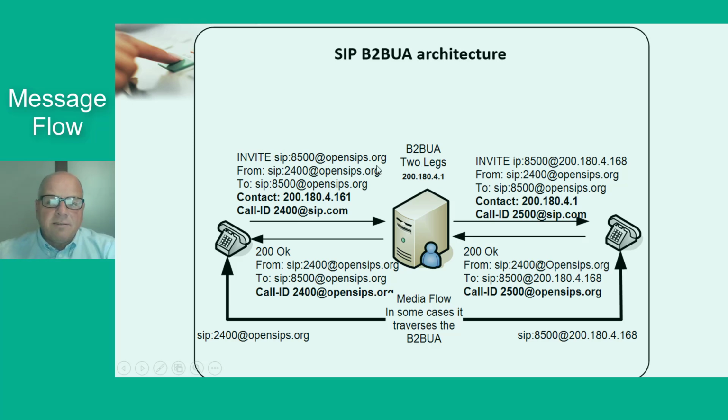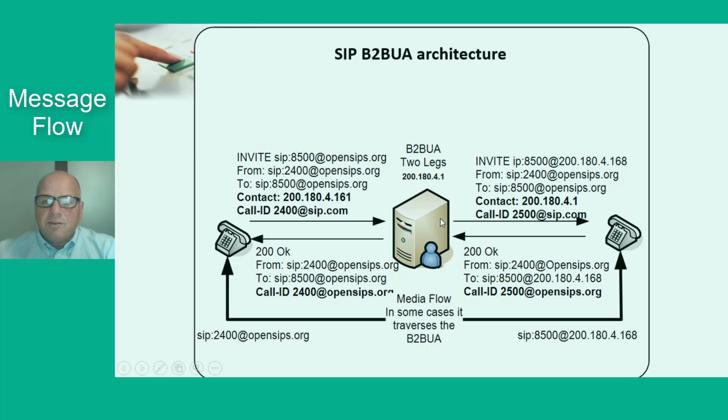So the call is sent to the server and the server sends 200 OK. So the call is completed in the server itself. So that's why it's a back-to-back user agent. At this side, you have a user agent server, right? So we receive the call, we have one call ID.